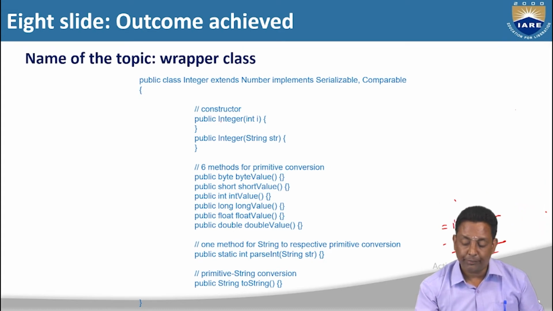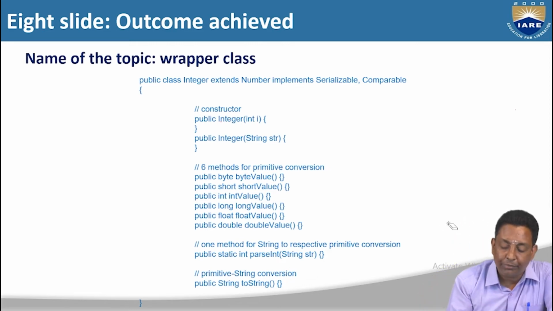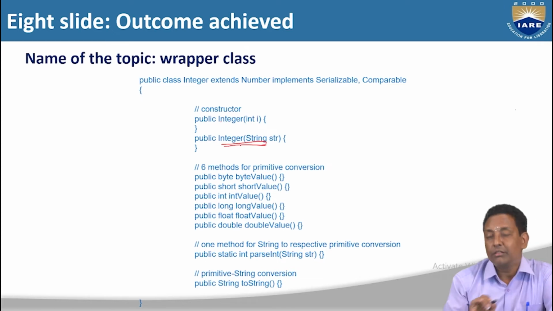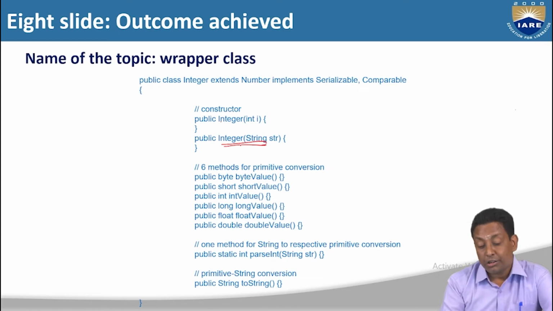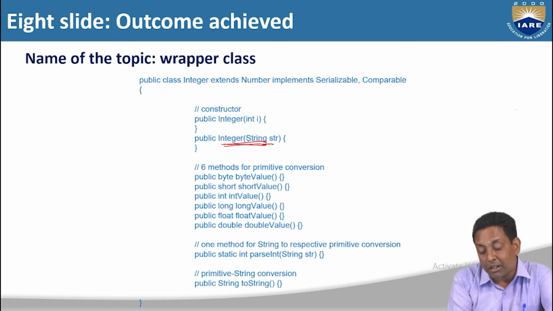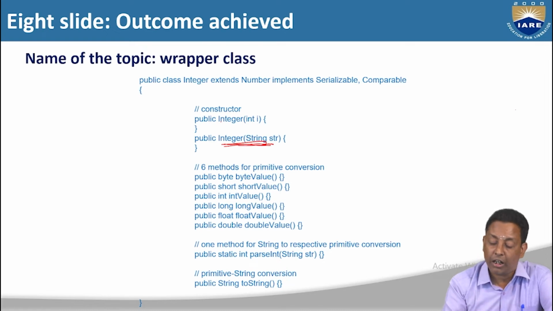That we'll discuss now. So for that, in the Integer class, one constructor is given, the string parameter constructor. So you can store a string into the Integer class constructor and call the intValue function. The string will be converted into int.